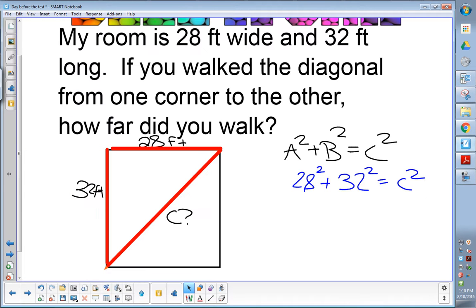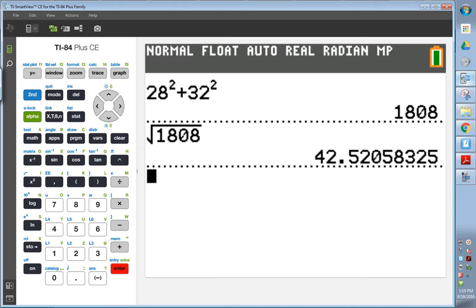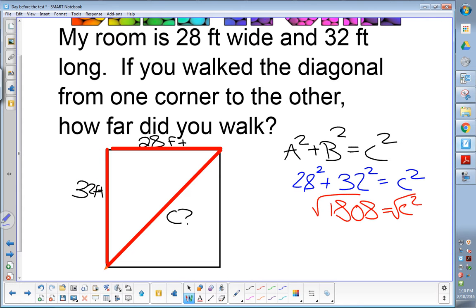What do I need to do with that 1,808? Square root it. That's what is equal to c squared. So to get c by itself, we square root both sides. So again, in my calculator, second square root, 1808, 42.5 feet. That makes sense. My room is 42.5 feet across, not 1,808.